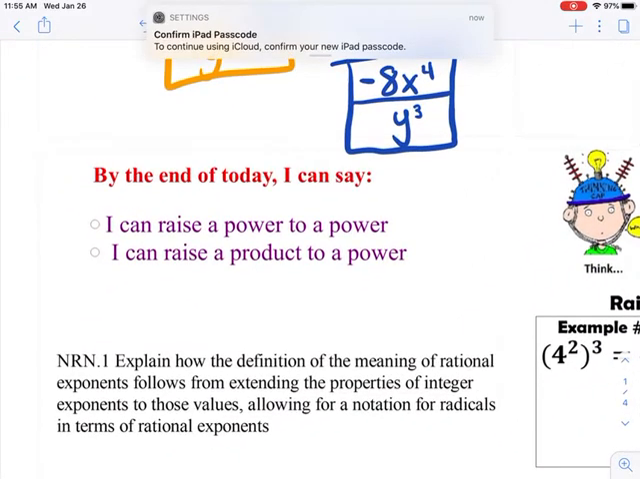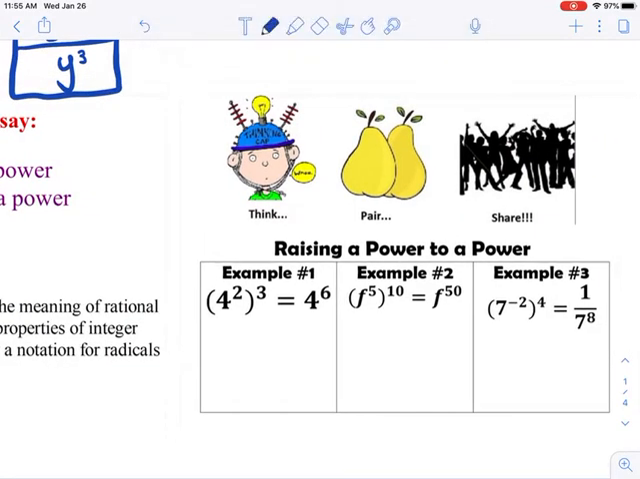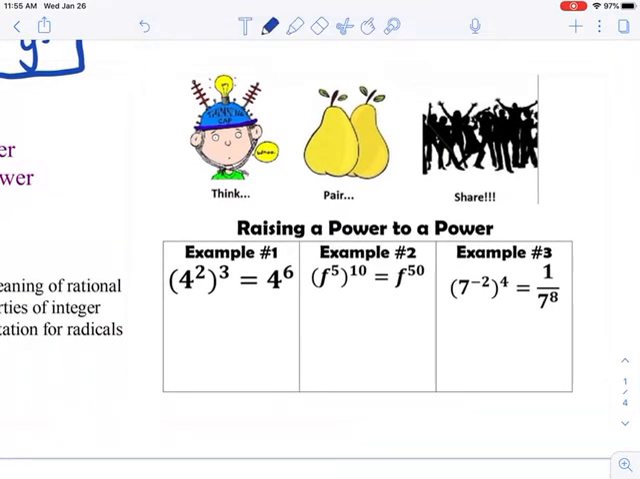Here are our objectives. And just like when we did our first round of multiplication properties, remember I had you look at some examples and try to figure out what the rule is. We're going to do the same thing here. So I'm going to stop talking for about 10 seconds here. I want you to look at example 1, 2, and 3 to see if you can figure out what the rule is when we are raising a power to a power.